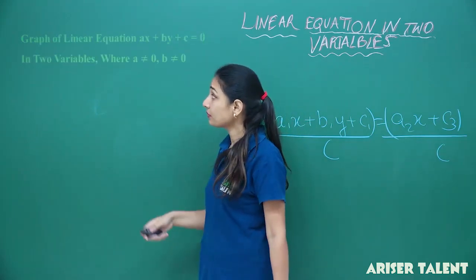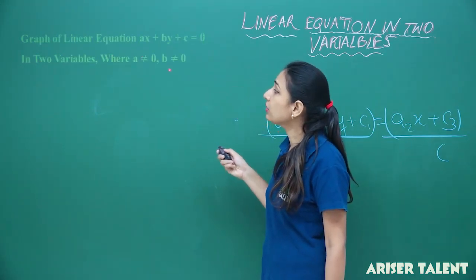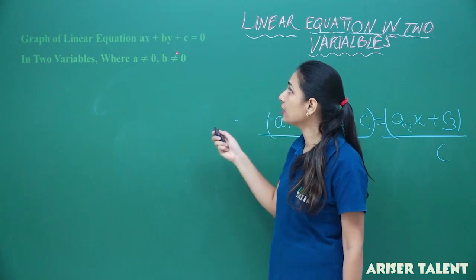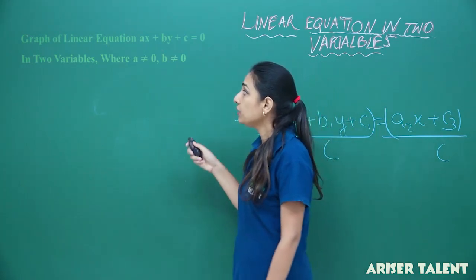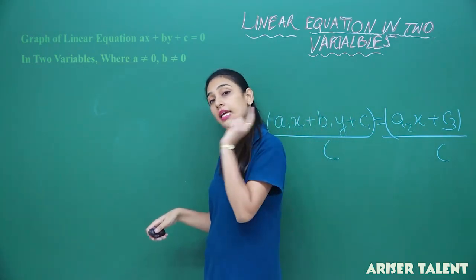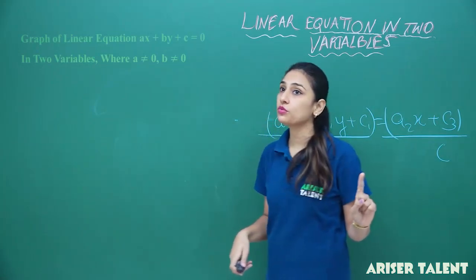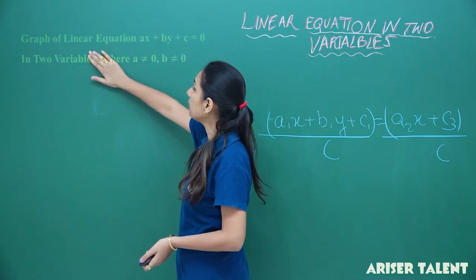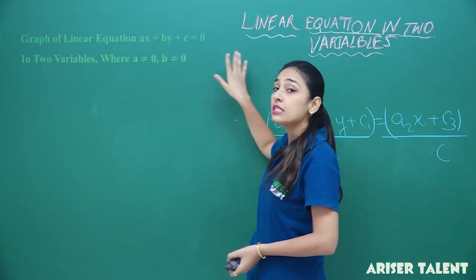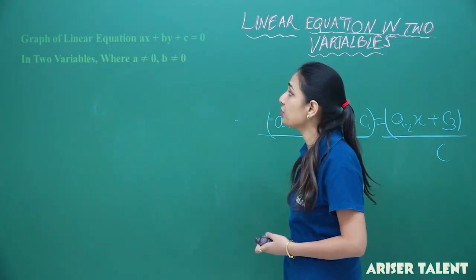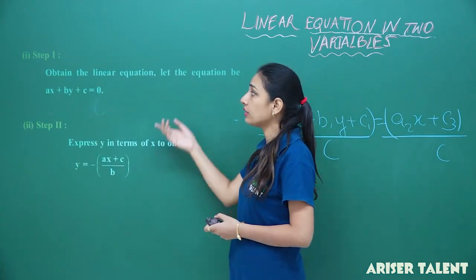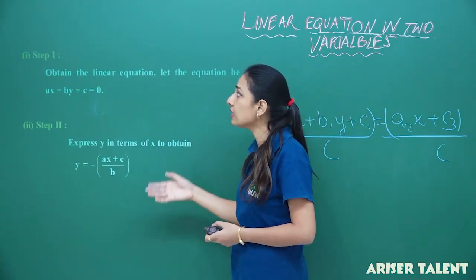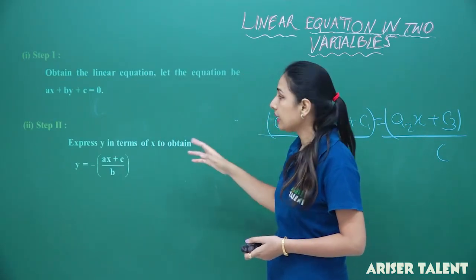A1, B2, A2, B1, C1, C2 are all what? Constants. Now we have studied about the graph of the linear equation ax plus by plus c equals to 0 in two variables, where a is not equal to 0, b is not equal to 0. If I am not talking about the pair, I am only talking about the linear equation ax plus by plus c equals to 0, which is the standard format. So step first, obtain the linear equation in this format.